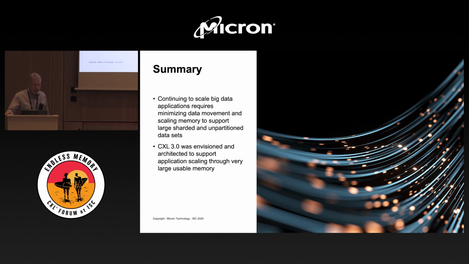So as a summary, continuing to scale this big data application requires minimizing the data movement. And as has been said, certainly in Manverge, and I assume before I came here an hour or so ago, with the shared memory, you can do these zero copies. That's going to have a huge impact on time to insight. And this can be applied whether you have sharded data, so you have data within a single module, or unsharded, like these graph analytics kind of applications. And so CXL 3 was envisioned and architected to support applications scaling through very large usable memory space. So, any questions?